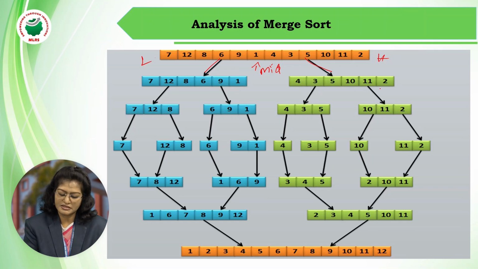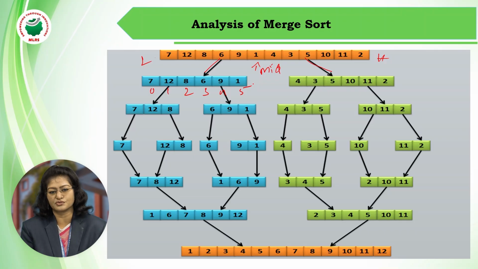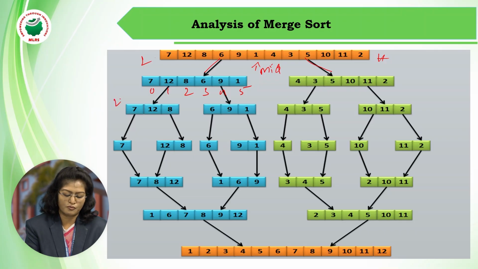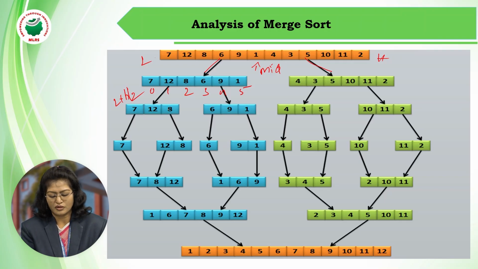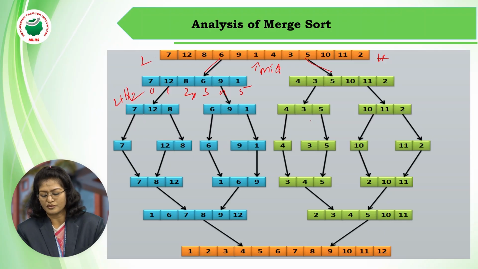Again, the next procedure: 0, 1, 2, 3, 4, 5. So mid equals low plus high by 2. The same procedure we need to do. So again, what will you get? When we consider the 6 elements, you will get 3 elements: 7, 12, 8, and again it is divided into 6, 9, 1. Then the right side part: 4, 3, 5, and 10, 11, 12. Whatever we do on the left side, the same you have to do on the right side also.